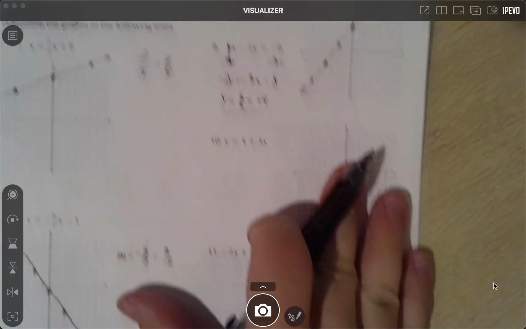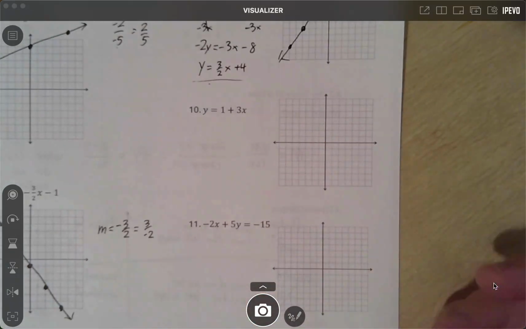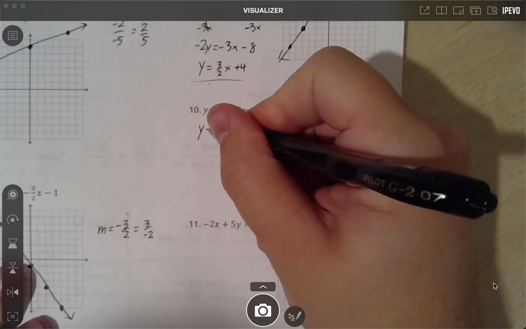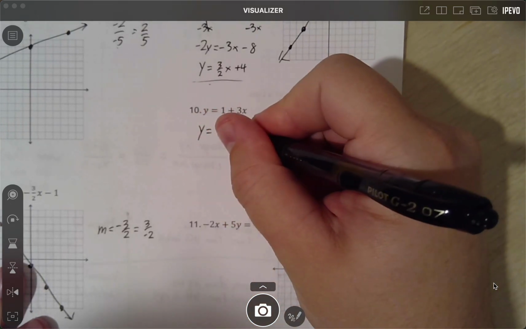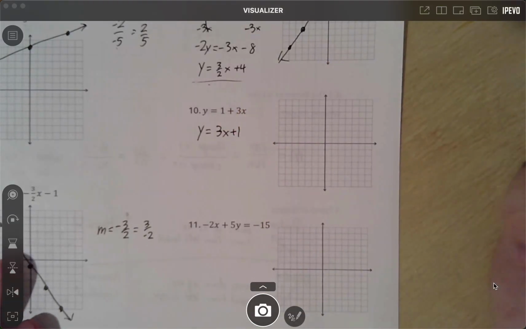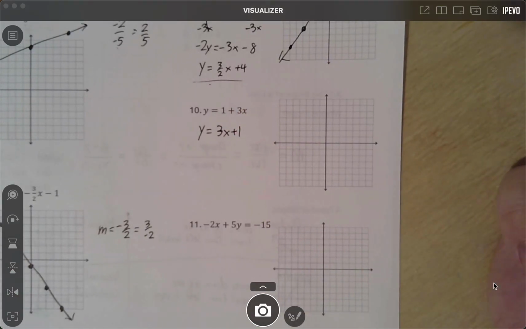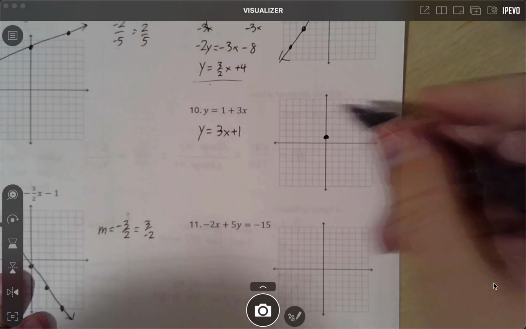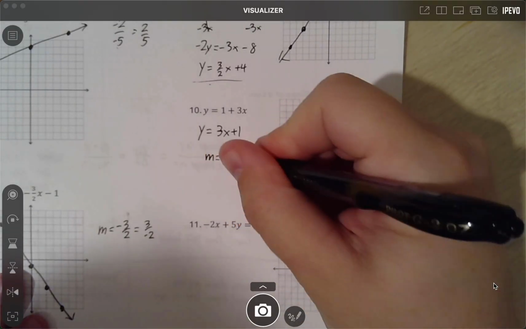Up next, number 10 is a little bit tricky, but not too much so. They just swapped the order here, but you need to know that I can reorder these and make the positive 3x go first and then the 1 go after. That's totally fine, no big deal. So to do this one really quickly, there's a y-intercept of 1. Oh, but this is new. This time our m is 3.